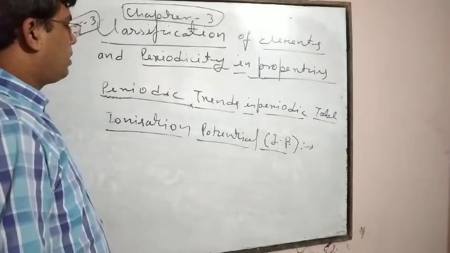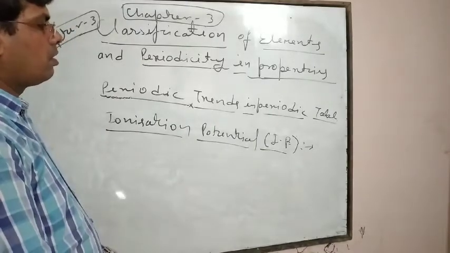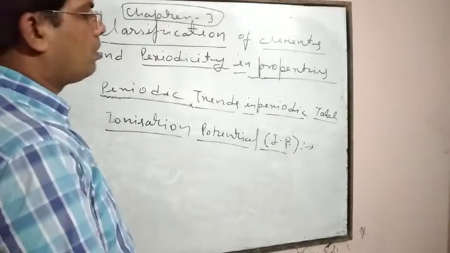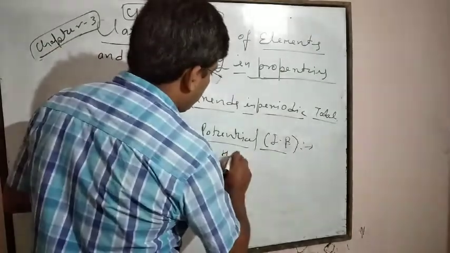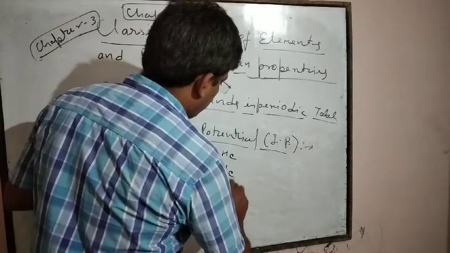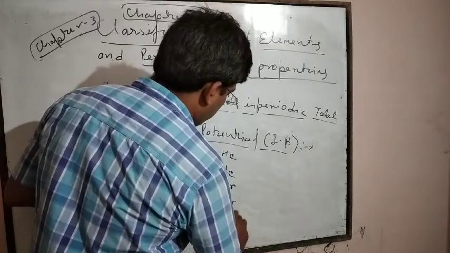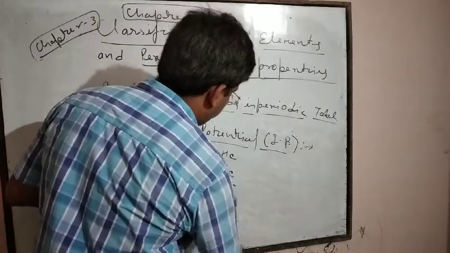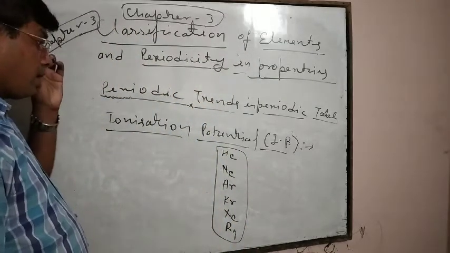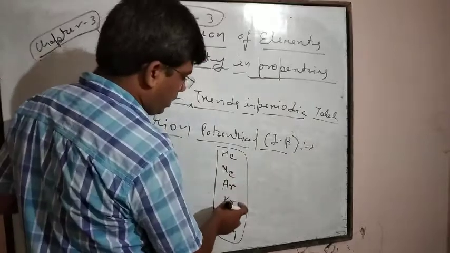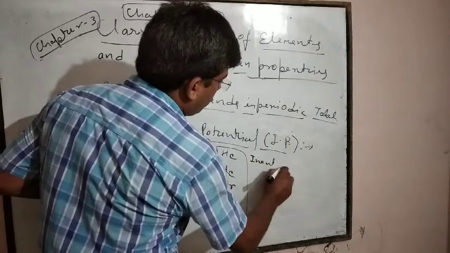18 group elements have a high value of ionization potential because of stable electronic configuration. You know that helium, neon, argon, krypton, xenon, and radon are inert gases.